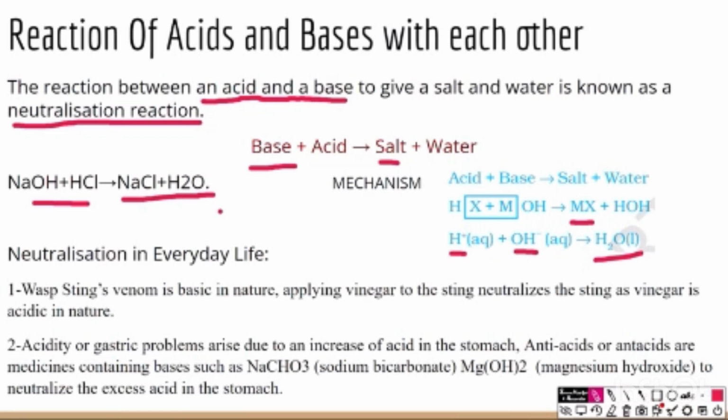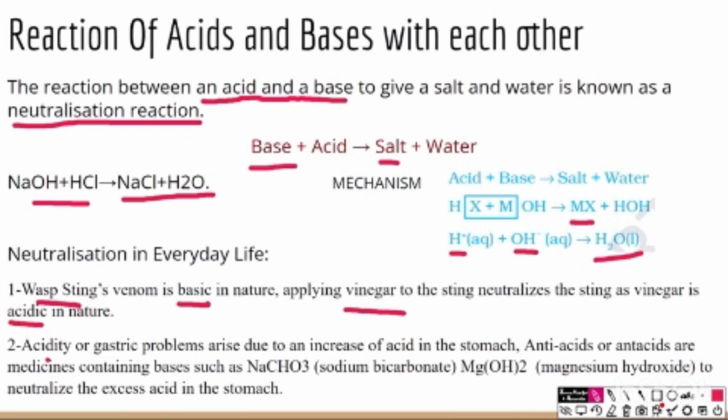We often see neutralization reactions in our everyday life as well, and we have studied this in earlier classes. So we know when a wasp or any bee stings us, their venom is acidic in nature, whereas the sting of a wasp is basic in nature. So we apply the opposite to neutralize it. We apply vinegar to neutralize the sting of a wasp.